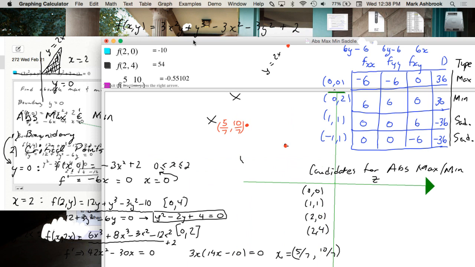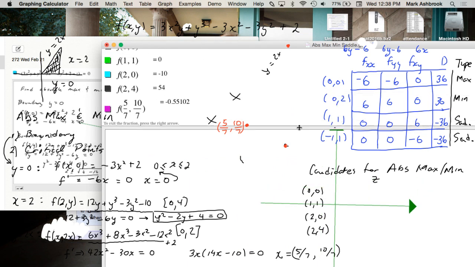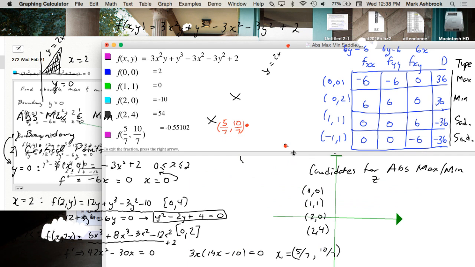So here are my z values for all those points. The absolute max is 54 at that upper right corner, at 2, 4, where z gets the highest. The absolute min is at 2, 0 on the x-axis, where the lowest z gets is -10.